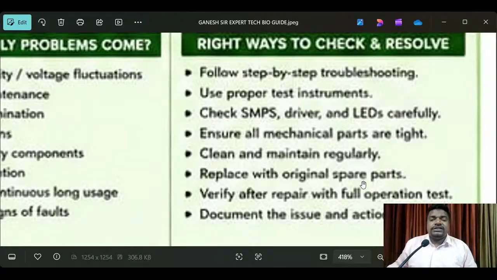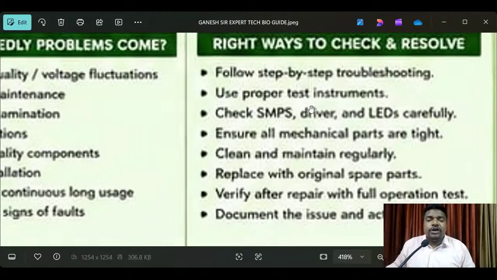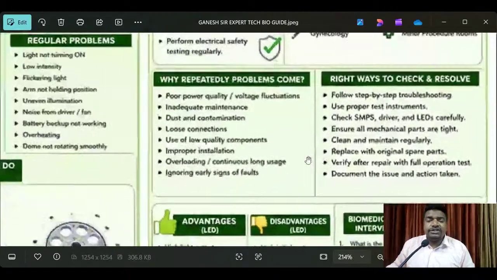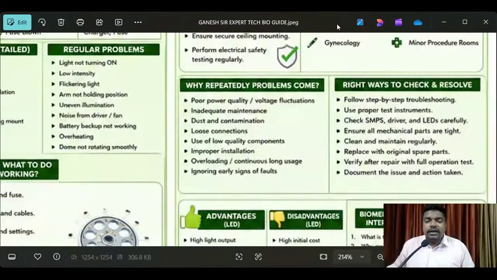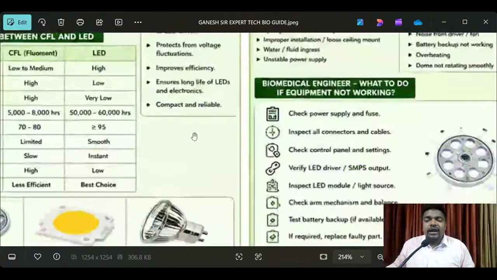Yes, come on, these are the right ways to check the points. I hope you got it very clear right now. Yes, is my voice clear? Come on. So very valid points till now I have shared with you all. Now come here.